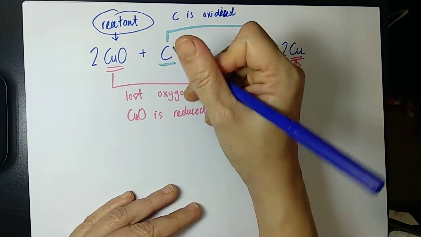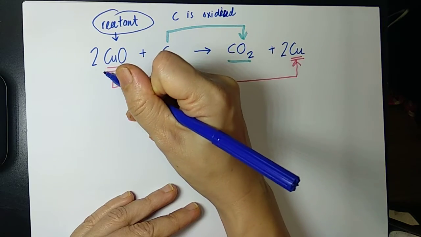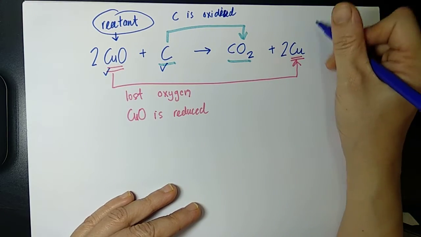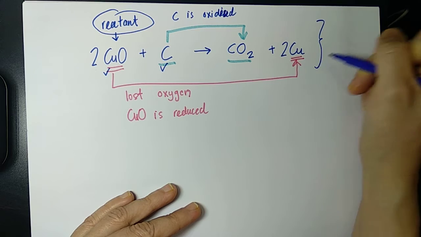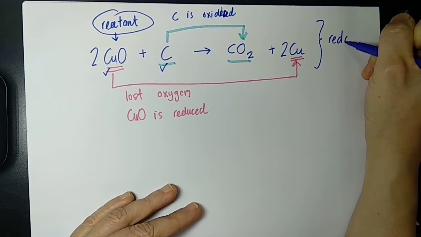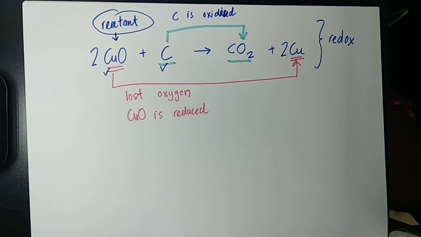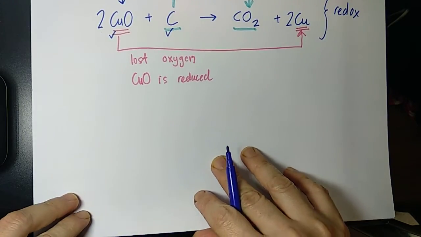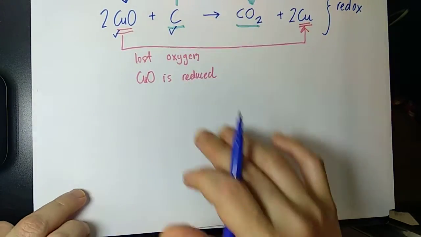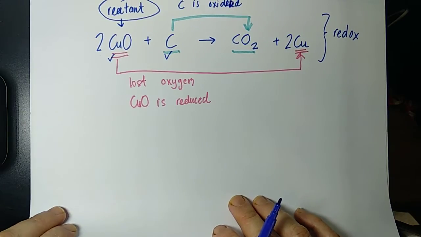Alright, so carbon is oxidized and copper 2 oxide is reduced. And therefore, oxidation and reduction happen at the same time. This is known as a redox reaction. Okay? Now, what about in terms of electrons?